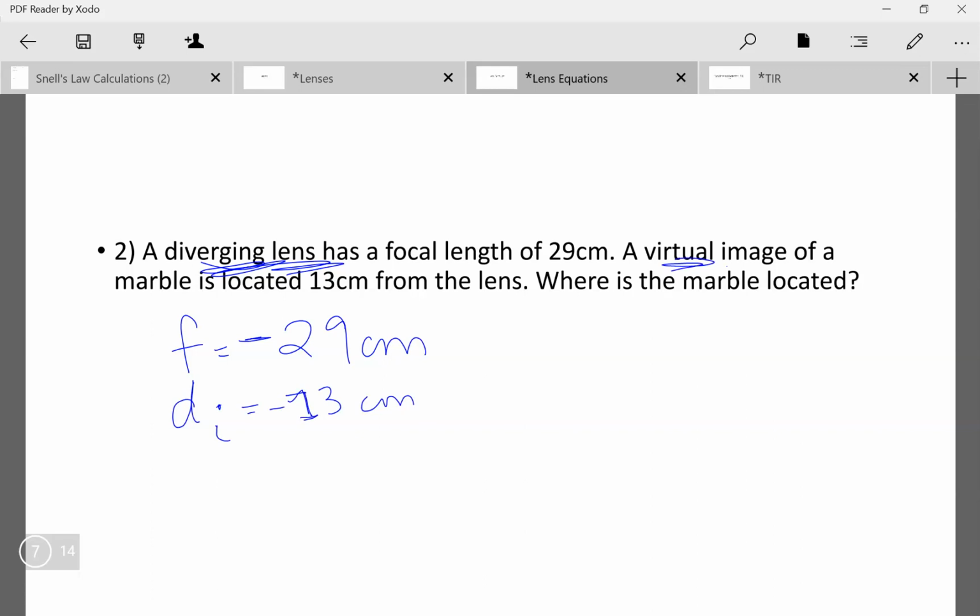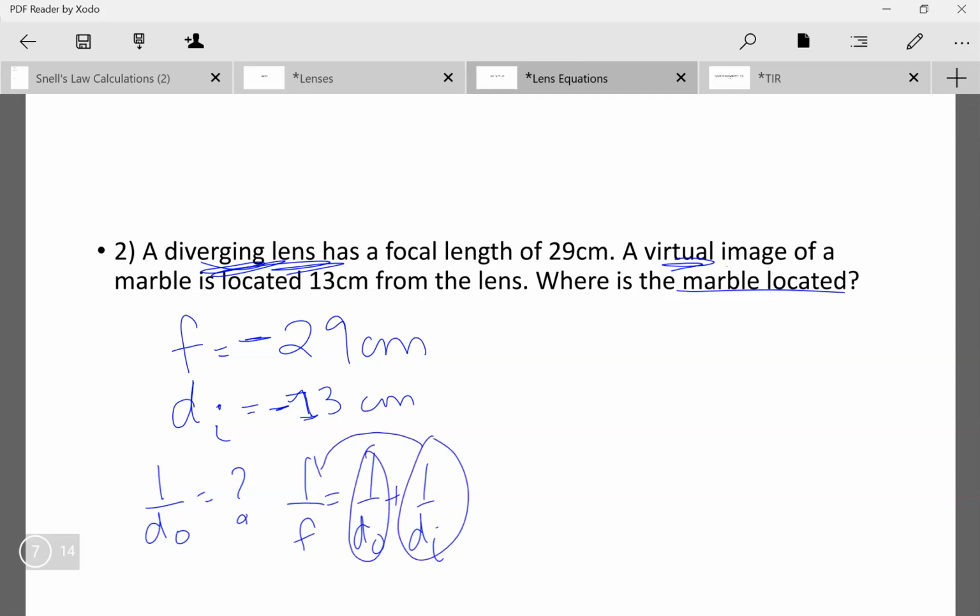Virtual image, di is negative, right? So I have to find where the marble is located, or I have to find 1 over do. So I know 1 over f is 1 over do plus 1 over di. I'm going to find do, so I'm going to move this to the other side, where I'm going to subtract it. One over f minus 1 over di equals 1 over do.